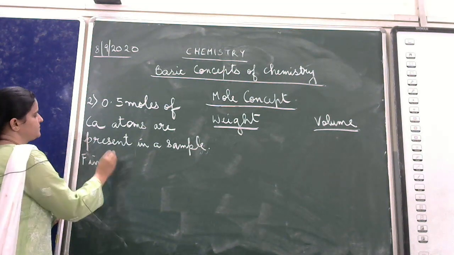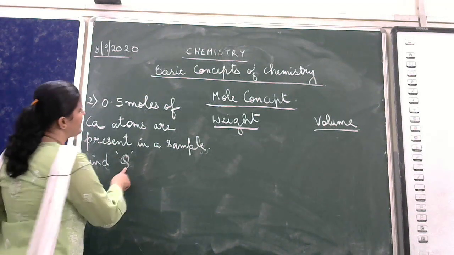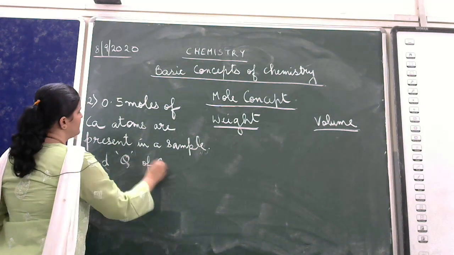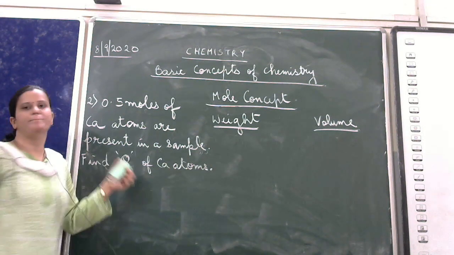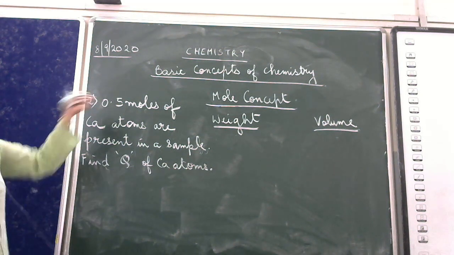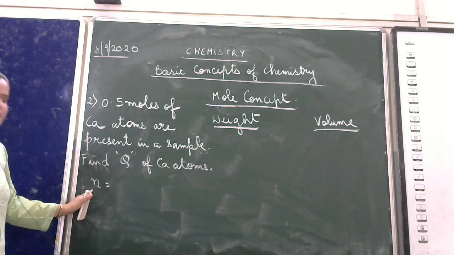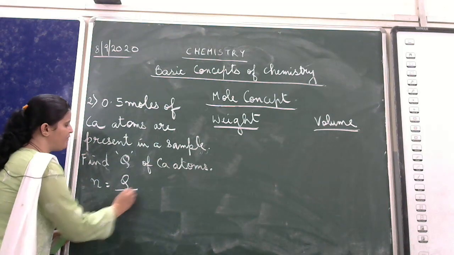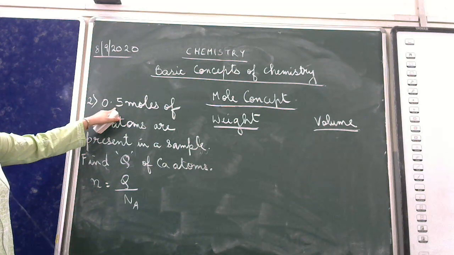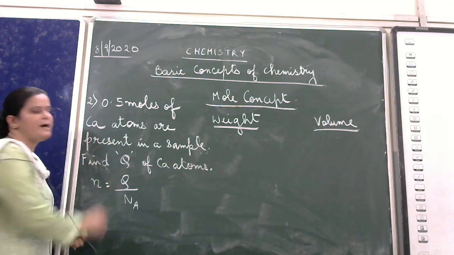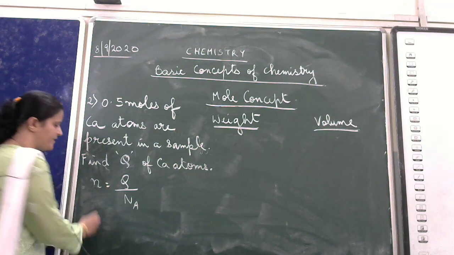Find quantity. Okay, it's denoted by Q. Find quantity of calcium atoms in the given sample. This is your question when moles is given. Now, what is the formula I taught you? Moles is calculated by quantity divided by Avogadro number. Here, moles are given to you, 0.5 moles. Avogadro number, the value is known to you. So, you can easily calculate the quantity.